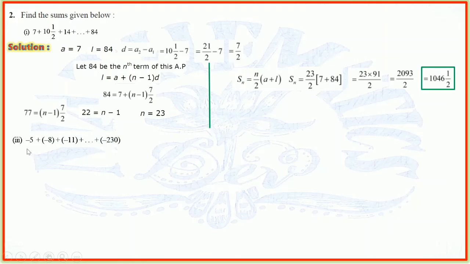Next question is question number 3: minus 5, minus 8, minus 11, up to minus 230. This question is also similar to the previous one, as here again the first term is minus 5, the common difference is minus 8 plus 5, that is minus 3, and the last term, that is l or an, is equal to minus 230. So here we go for the solution.